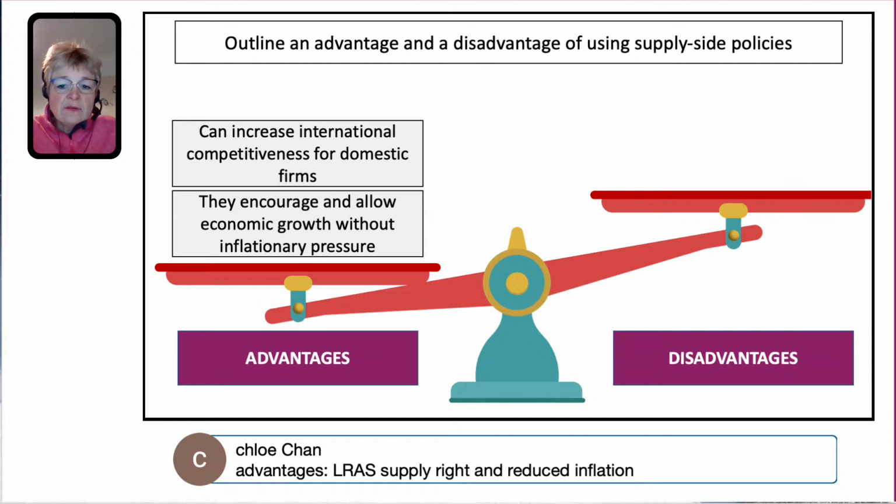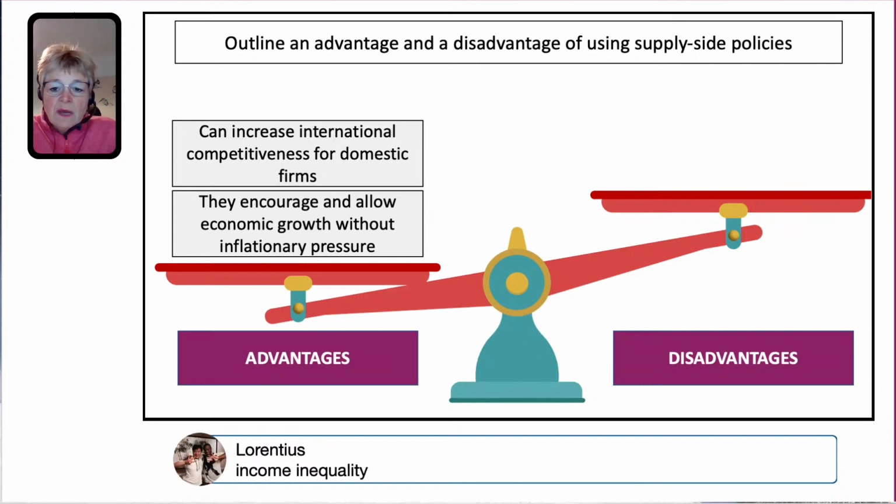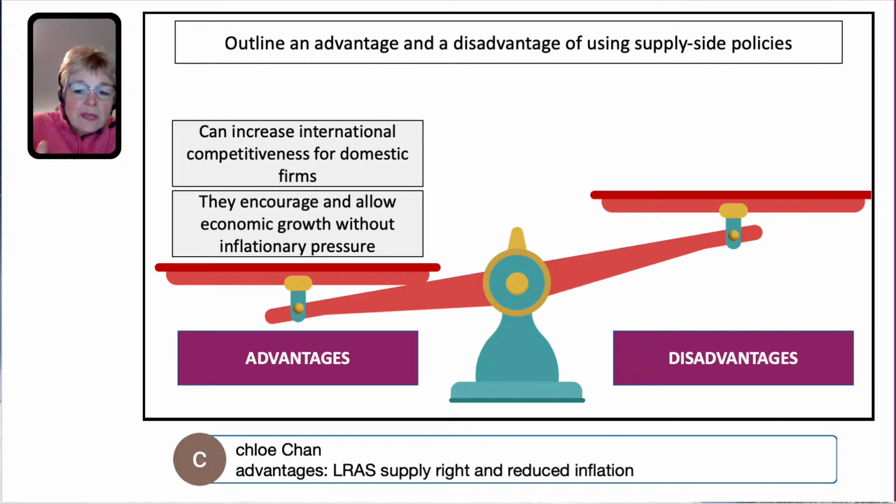Okay, a second advantage we've got here. I'll come back to you in a moment, Chloe. They encourage and allow economic growth without inflationary pressure. Now, that's exactly what Chloe said, where we have the long run aggregate supply shifting right, also the aggregate supply curve shifting right. And that would then help reduce the general price level, reducing inflationary pressure.